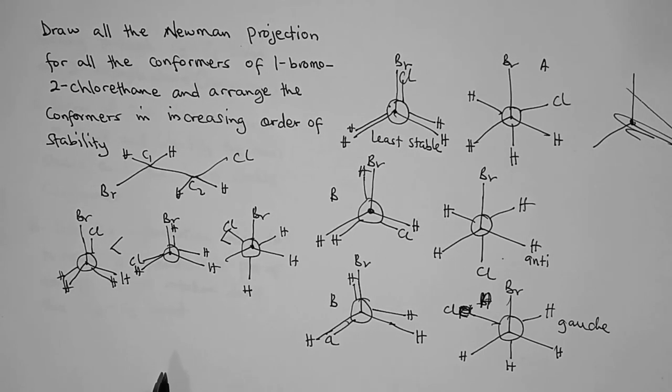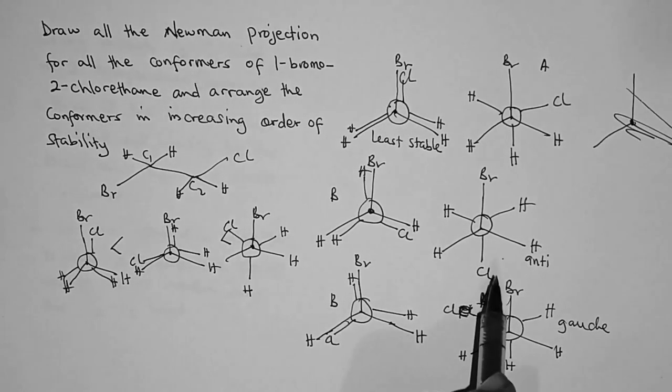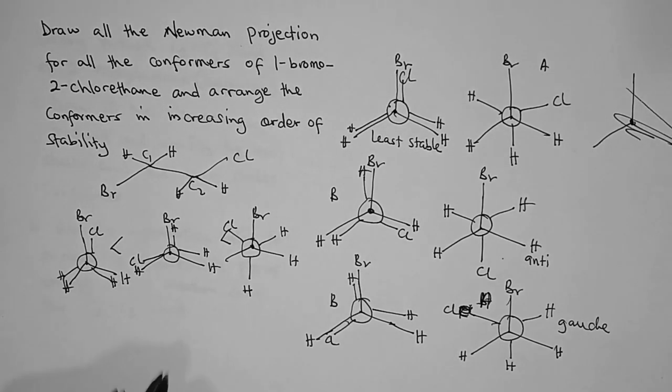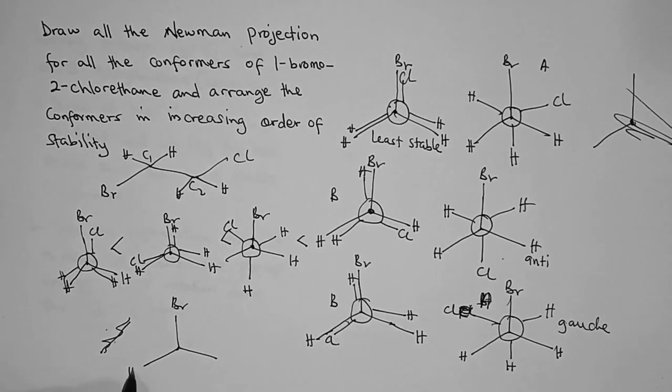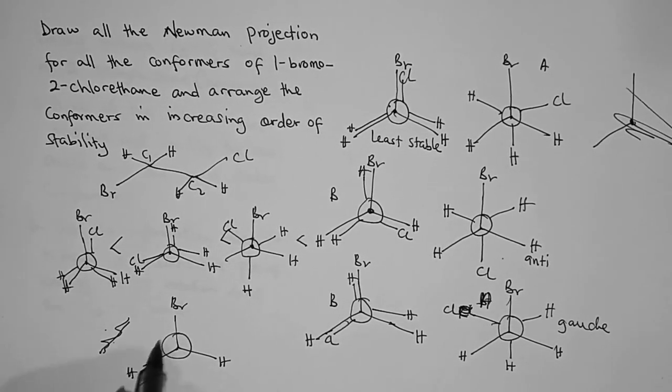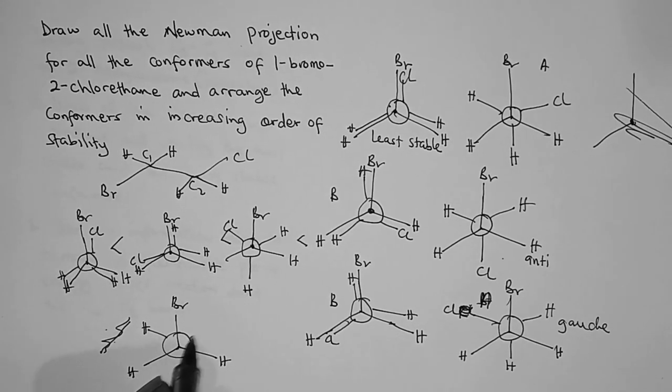a staggered conformer. And then now, the most stable conformer is the anti-conformer. But since it will not enter here, I will draw it down here. So this is the most stable conformer, the anti-conformer. So these are protons. This one is a proton, and this is also a proton, and this is also a proton. So these are in increasing order of stability.